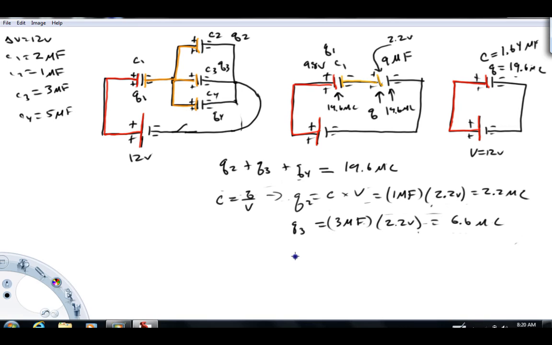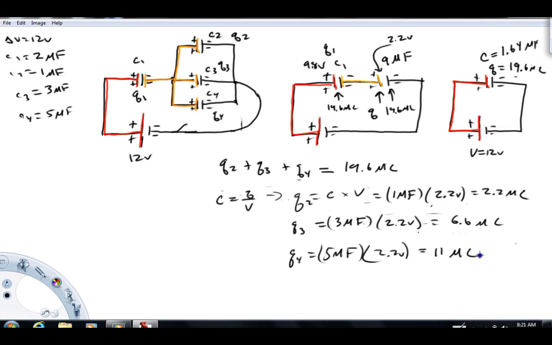All right, deal with this guy. Q4 is going to be the capacitance of capacitor 4. As I look over here, we got 5 microfarads, times the voltage. Again, orange to black, that's 2.2 volts. And what do we get out of that? 11, I think? I think that comes out to be 11 microcoulombs.